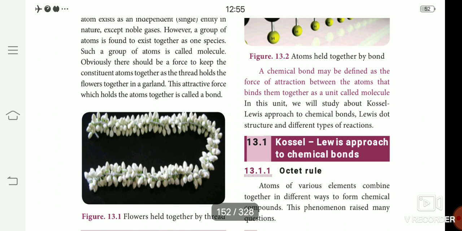So what is electronic configuration? Yes, the distribution of electrons in different shells. In the first shell, second shell and third shell: the first shell has 2 electrons, and the second shell has 8 electrons. So the distribution of electrons in the different shells is called the electronic configuration.